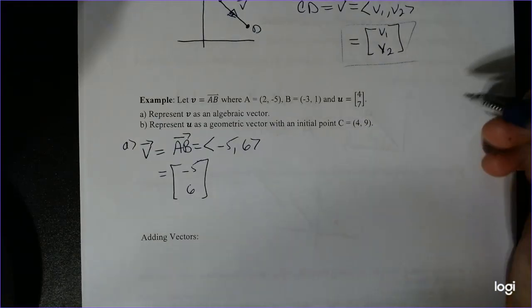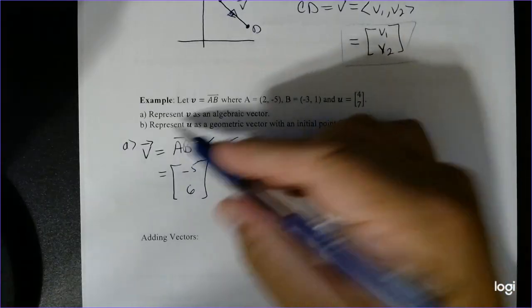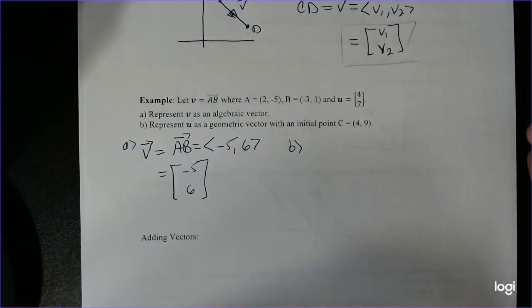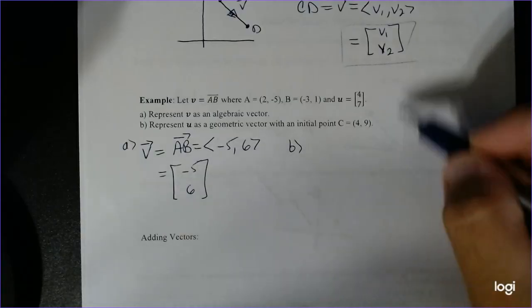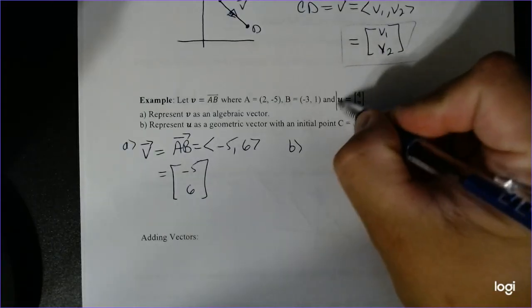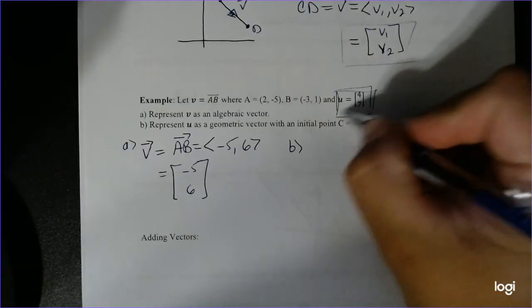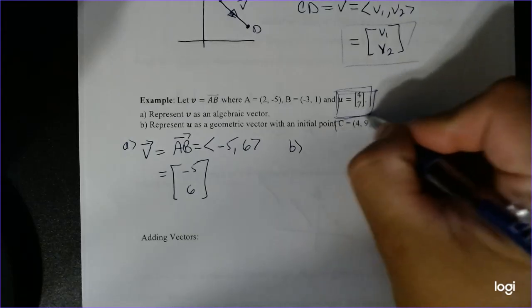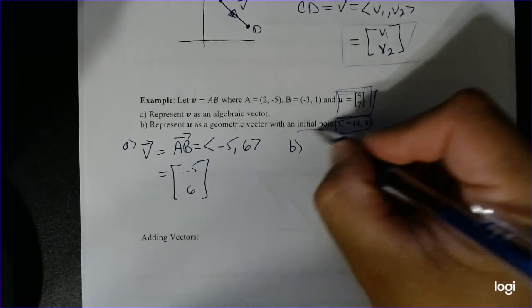So that's our geometric approach. And now B, this is an interesting one. Represent U as a geometric vector with initial point C. So this is actually going backwards. We're given the actual vector, and we want to figure out what the points we started with were, and we're given C. And we're told this is our initial point.